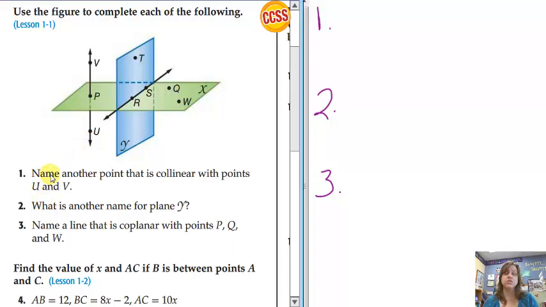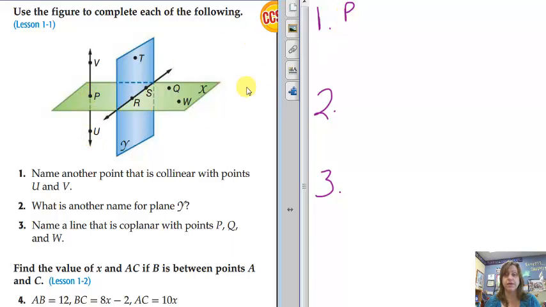We're supposed to use this figure to name another point that's collinear with points U and V. So remember that collinear means points on the same line. So points U and V lie on this line that is running vertical on our diagram. What other point is on that line, collinear with those? That would be point P, the only one that's identified on that line.